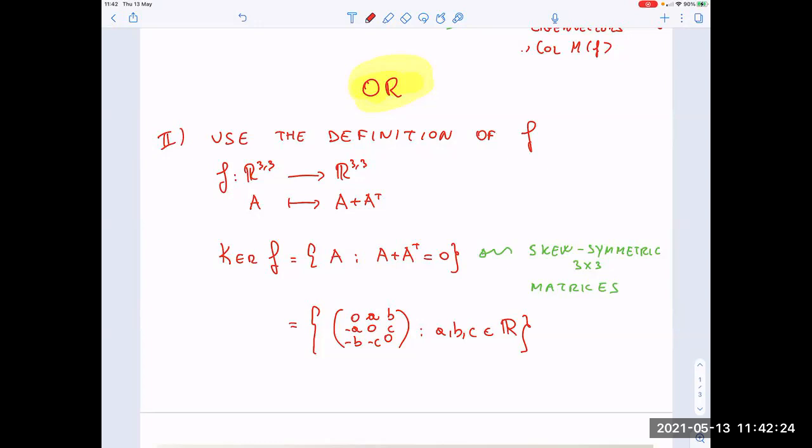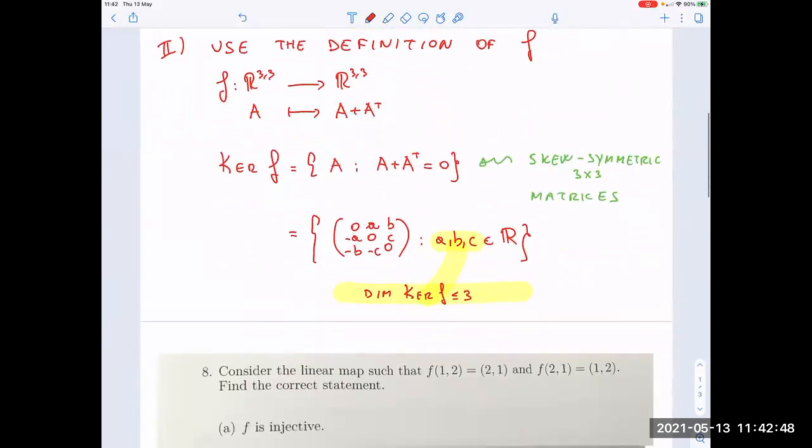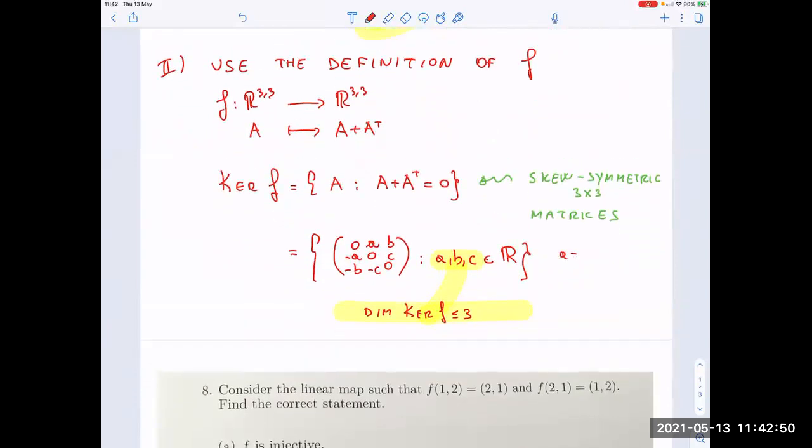Sophia Kornalk got it correctly. It is 3 because I have three parameters, so it cannot be more than 3. So this is telling me that the dimension of the kernel is less than or equal to 3 because I have 3 parameters. And it is exactly 3 because if you compute the matrices by setting A equal 1, B and C equal 0, and then B equal 1, A and C equal 0, and C equal 1, A and B equal 0.